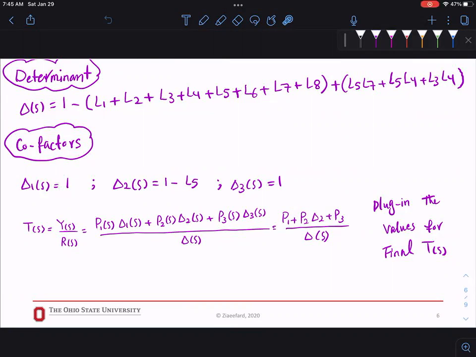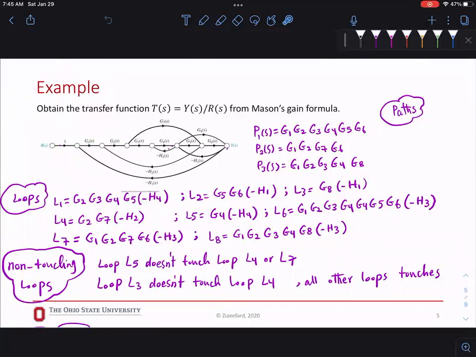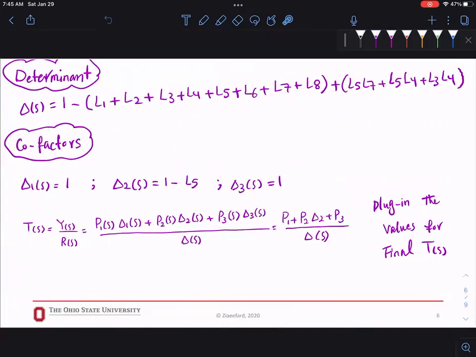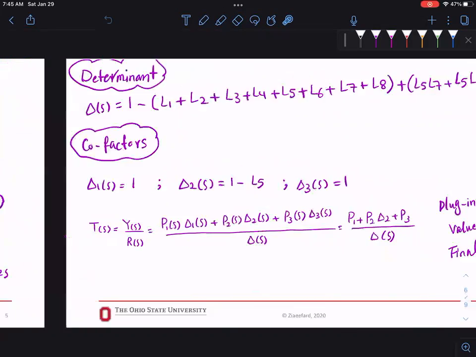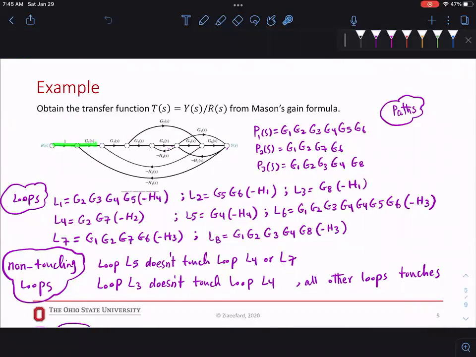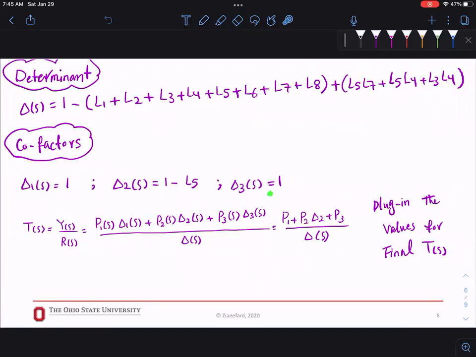So we write 1. For path 2, my P2 is 1 times G1, G2, G7. So if I eliminate all of the touching loops, the only thing I have left is this one. So it would be 1 minus that, 1 minus L5. For P3, it also touches all of these loops, so you have to eliminate all of them. The only thing I have left is 1.